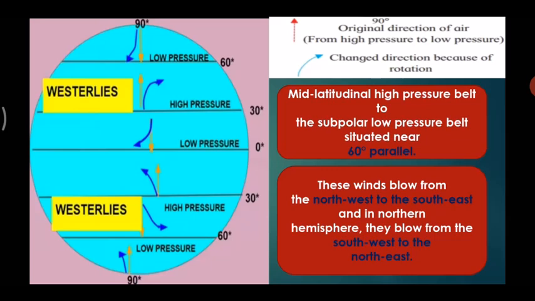Winds blow from high to low. So which are these winds? These winds are westerlies. And how is the direction of these winds? In the northern hemisphere, the westerlies will blow from southwest to northeast. That is in the northern hemisphere. And in the southern hemisphere, how are the winds blowing? From northwest to southeast. Which are these winds? Westerlies.